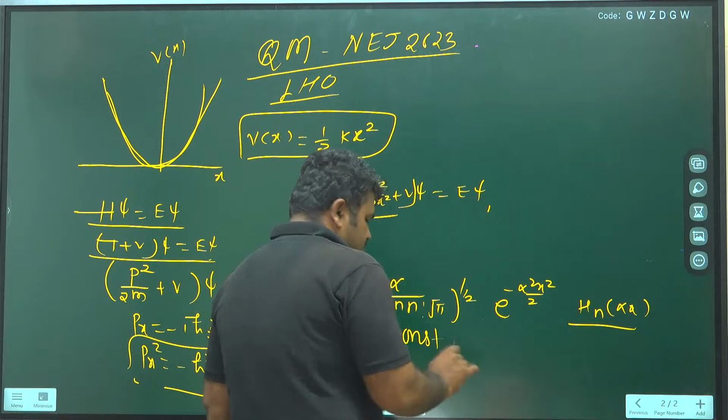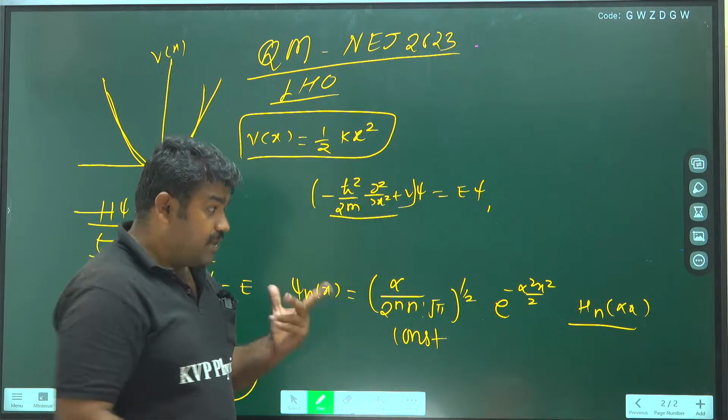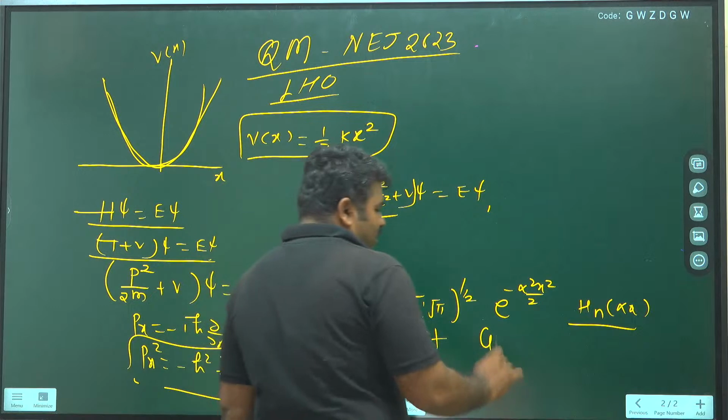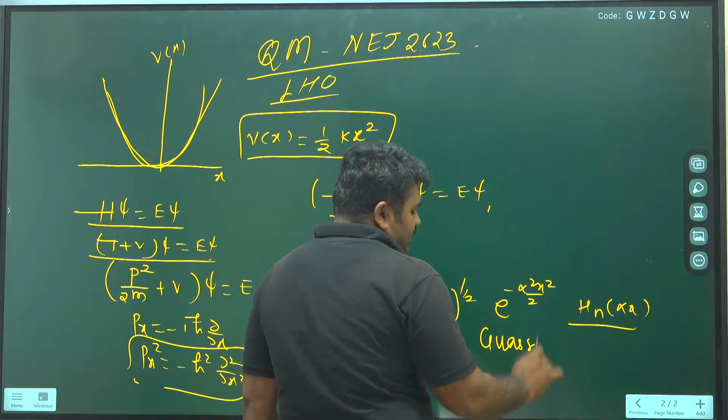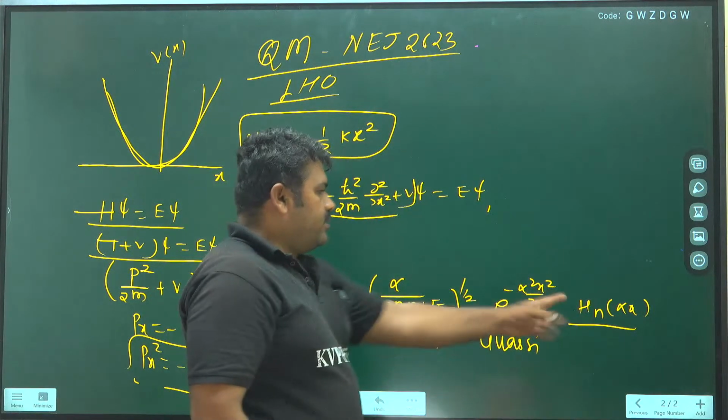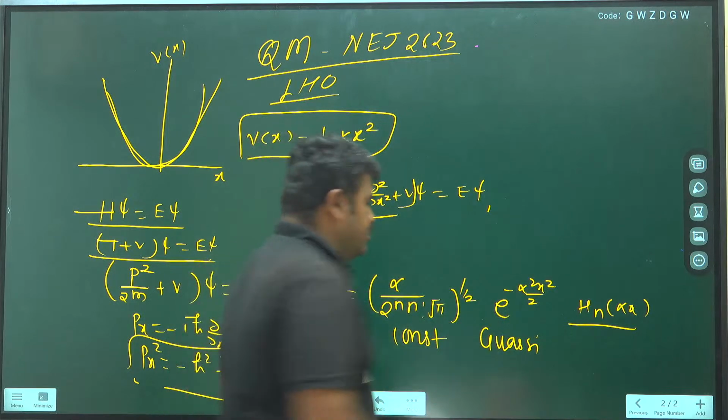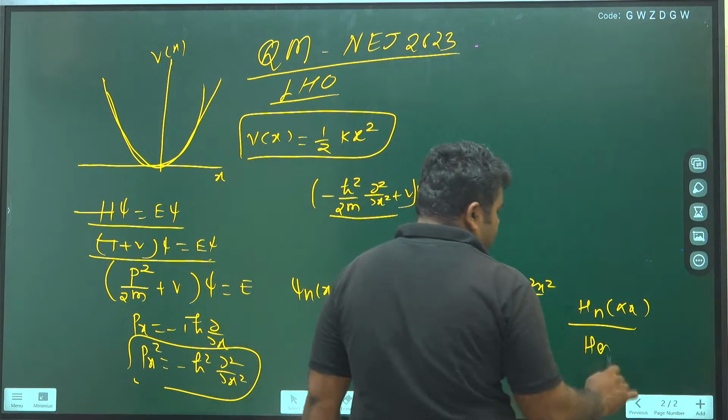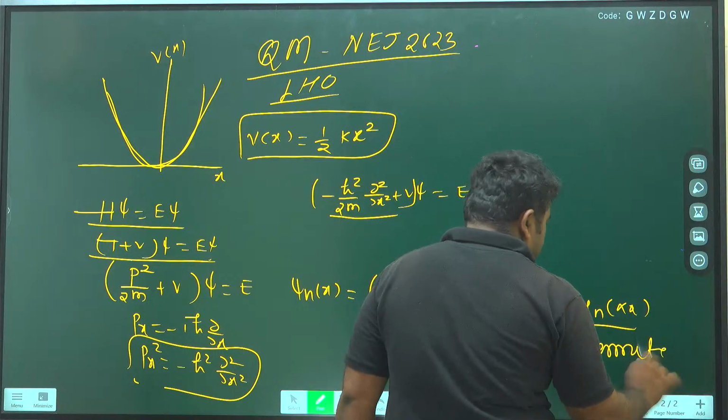In the total wave function, the first part is a constant part. The second part is of Gaussian nature. And the third one is a Hermite polynomial. This will be the Hermite polynomial.